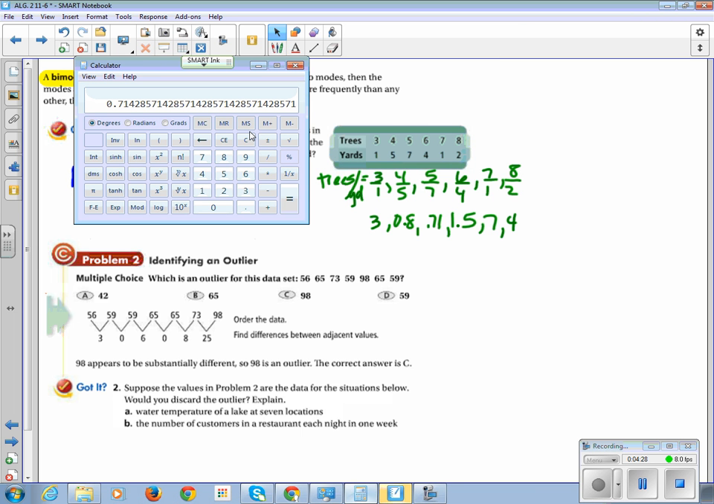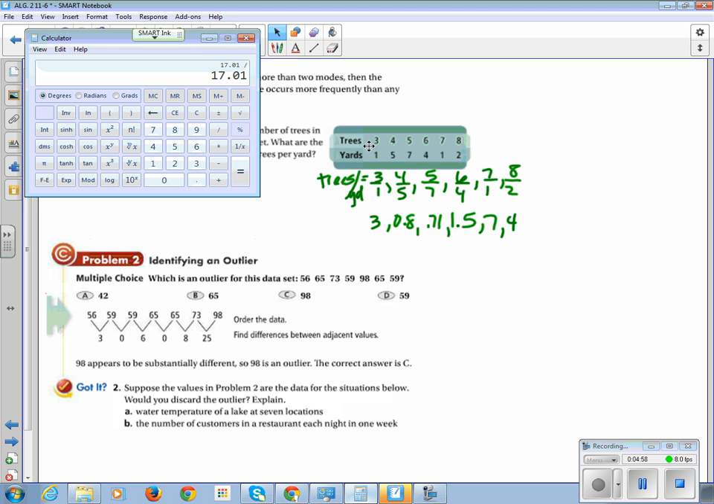All right, so the mean is all those items added up. So 3 plus 0.8 plus 0.71 plus 1.5 plus 7 plus 4. That's what I got. And then we divide by, how many data points do we have? Yeah, so we divide by 6 equals 2.835.